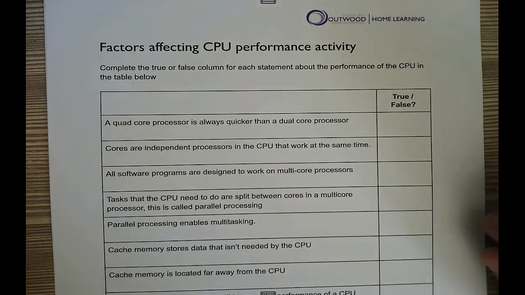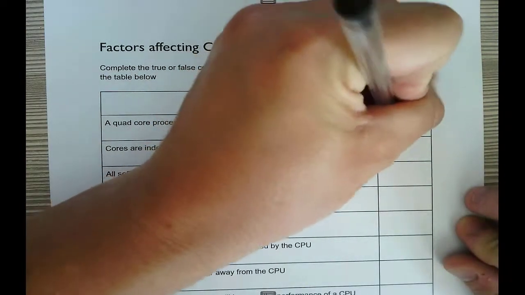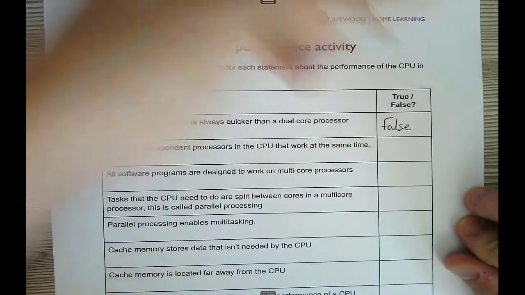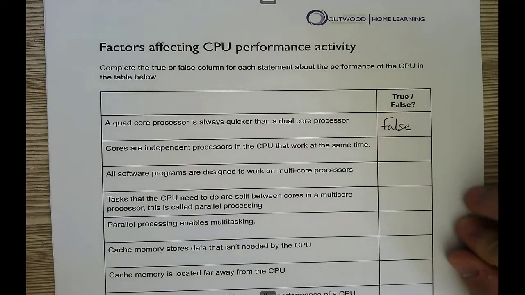So we've got a quad-core processor is always quicker than a dual-core processor. Well, you'd think it would be true, but it's not. It's false because there's other factors that affect the speed of a processor, such as the clock speed and the cache. And also, it depends whether the programs that you're using are designed to work on multi-core processors.